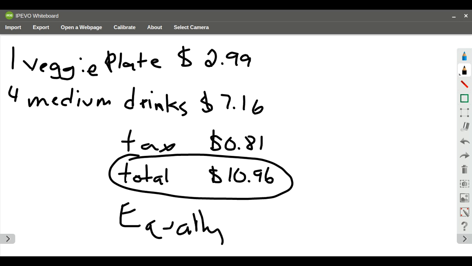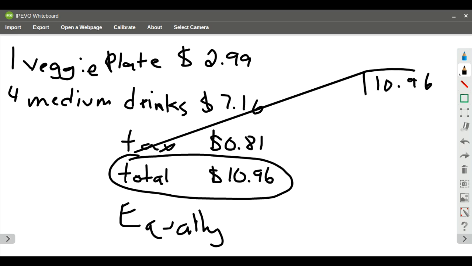So what I'm going to do is I'm going to take $10.96 and I'm going to divide it by 4. And so when I take $10.96, remember that when we divide the decimal, the first thing that we're going to do when it's a whole number is we take the decimal and we bring it straight up. So the decimal is going to come right up here and then I'm not going to worry about it anymore.